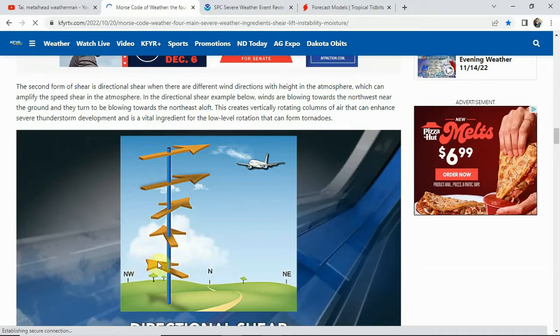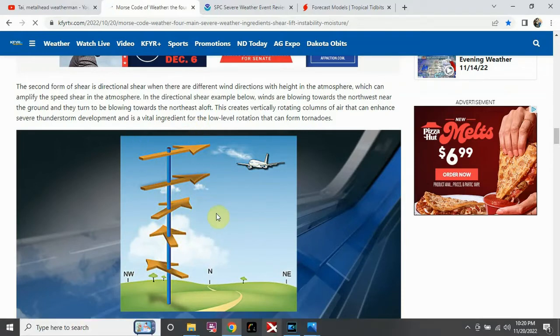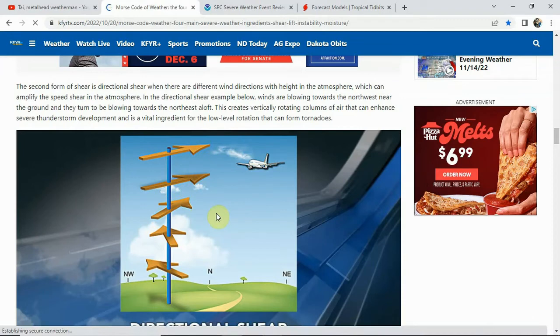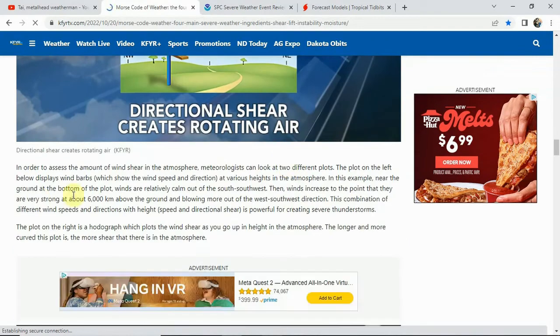This has the winds at the surface or the low levels moving to the northwest. Then you have this moving towards the northwest here, the second arrow. Then you have this one moving to the northeast, and then northeast. So that directional shear is going to be key because it can help amplify that speed shear and usually increase a tornado threat here.